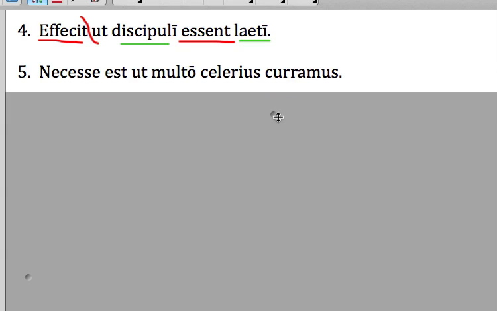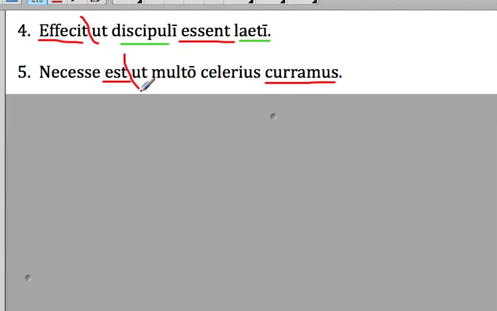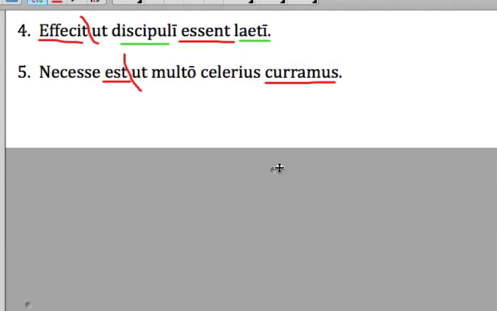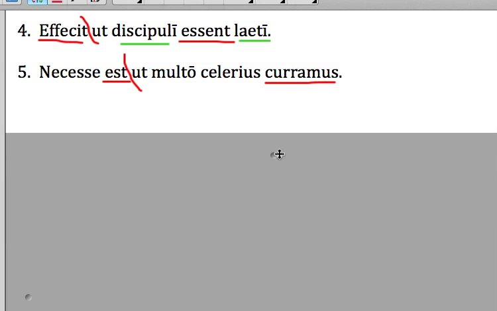Okay? Here's another one of these. You get est as your main verb. You get currāmus as a subjunctive. We're going to divide the clause at ut again. All right? Necesse est. It is necessary that we run, notice the mood, that we run much more swiftly. Okay, it's necessary, and the result is that we run much more swiftly. Number 6 doesn't exist. So there you go. 5 sentences, 2 of them with that noun clause result, and then the other 3 with a regular result clause.